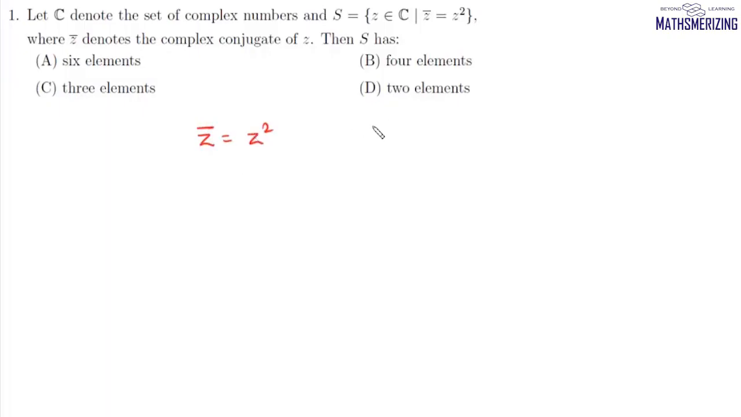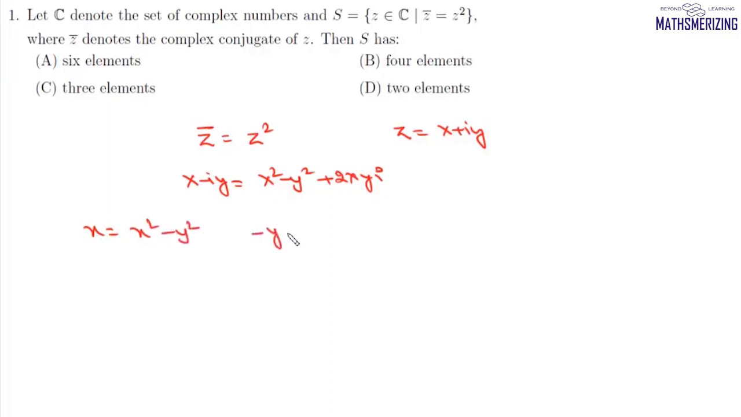So what we'll do is we'll let Z equals X plus iota Y. So we can write Z bar as X minus iota Y, and it'll be equal to x square minus y square plus 2xy iota. Now we'll compare real and imaginary parts. We can write x equals x square minus y square, and then minus y equals 2xy.